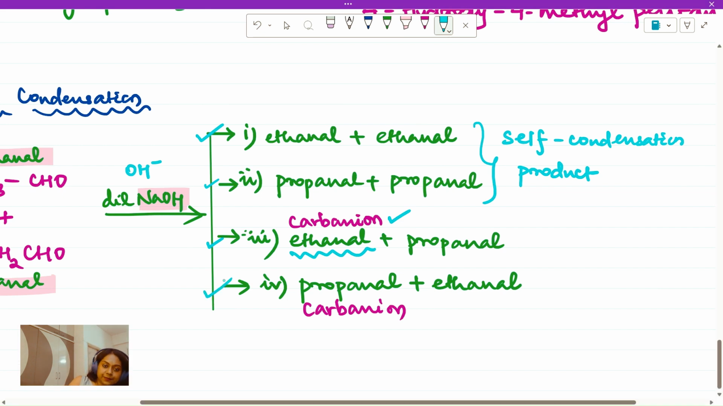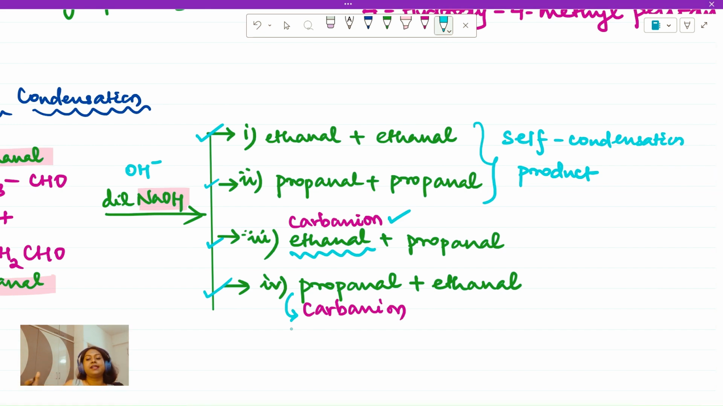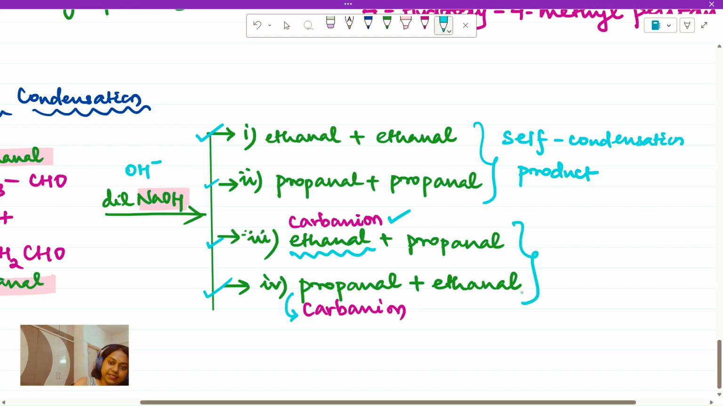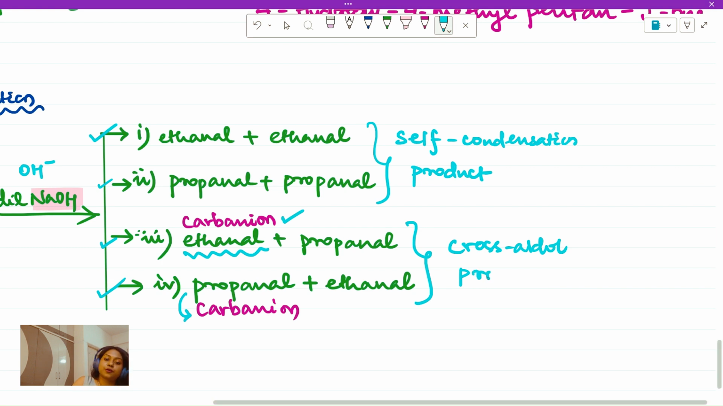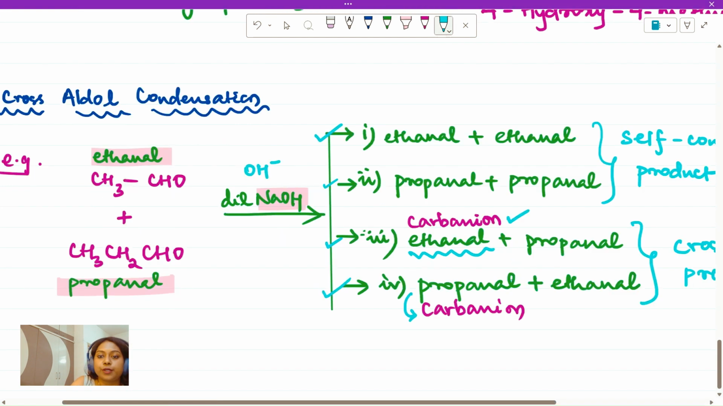And in the second type of product, what you can get is where propanal acts like a carbanion. Alpha hydrogen of propanal is extracted by the base. Propanal becomes a carbanion and ethanal just gets attached to it. So these are the two cases where we get cross aldol product. So पहला वाला था self aldol, self condensation, कुछ भी कह सकते हो. This is called cross aldol product. You get the point? कोई क्वेश्चन है इसमें?